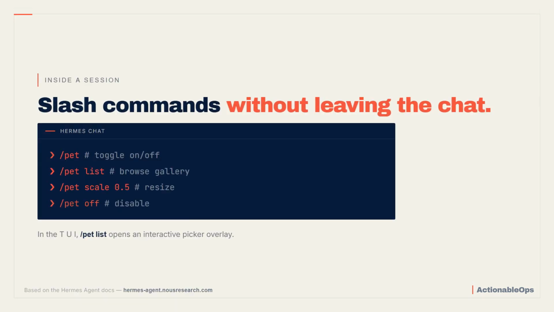Inside a session, you do not need to leave the chat. The /pet command manages everything inline. /pet toggles the pet on or off. /pet list browses the gallery. /pet scale 0.5 resizes. /pet followed by a slug adopts a specific pet. In the TUI, /pet list opens an interactive picker overlay.